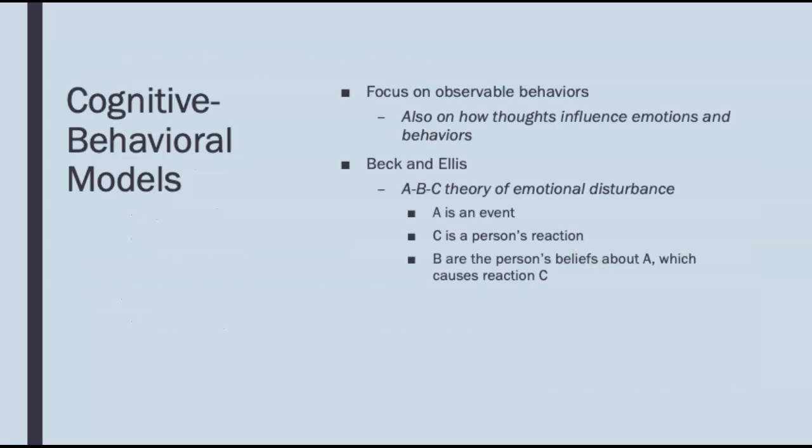Some cognitive behavioral models focus on observable behaviors, so how thoughts influence emotions and behavior. Beck and Ellis were really influential as it relates to cognitive behavioral models. There's the ABC theory of emotional disturbance, so A is the event, and C is the person's reaction, and B are the beliefs about A, which influence or cause the reaction C.